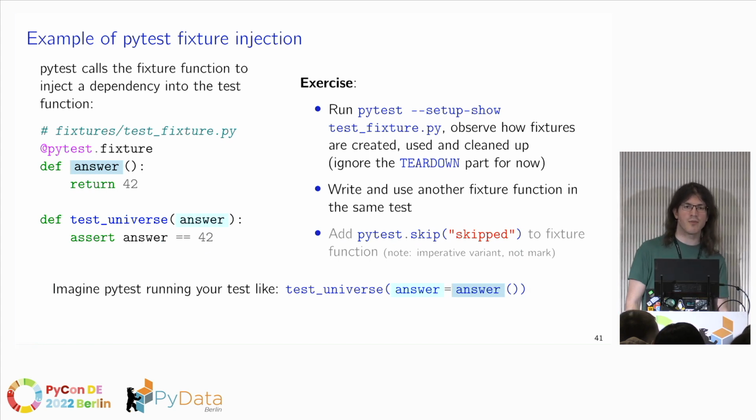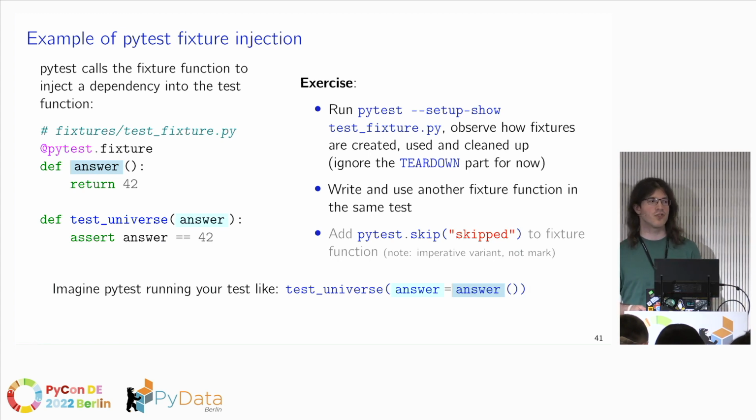And we will already move on to a small exercise about fixtures. You will find this code here in the fixtures subfolder. Now run PyTest on this file with a setup show argument. That's an argument which tells PyTest to show you how fixtures are set up and torn down. But for now, you can ignore this teardown part. We will get to that later.